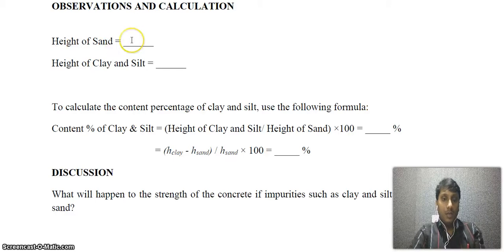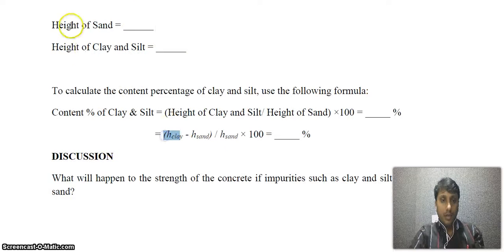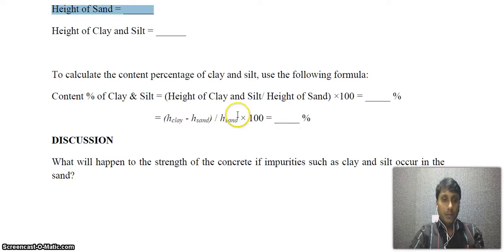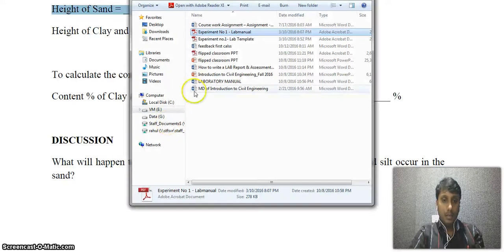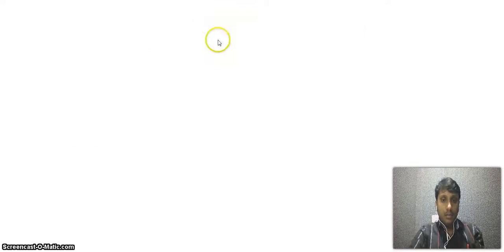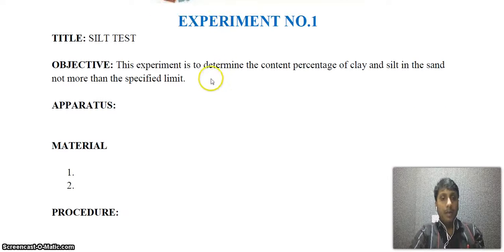See, the height of the sand: if you have observed the different layers, first layer sand and clay and then water, the layer height of the sand, you write it here. You can use ml. And the height of clay and silt here. Once you get these two values, h clay, height of clay, means this one, height of sand is this one. Use these two values and put them in this formula to find out the percentage content of clay in the sand.